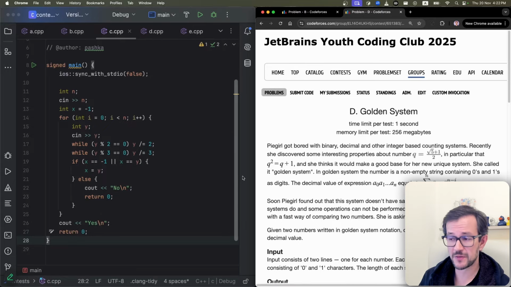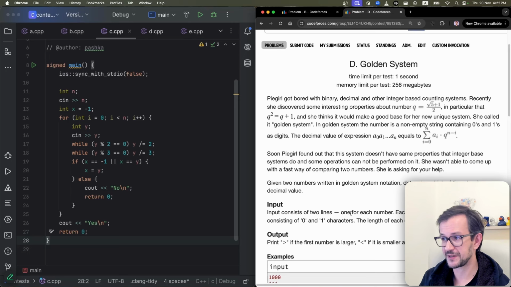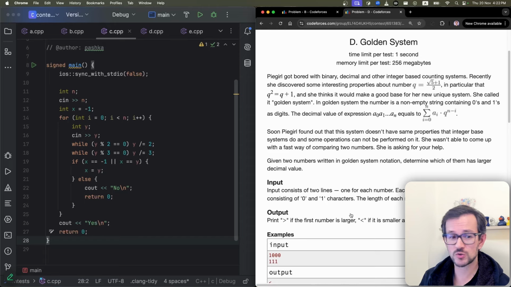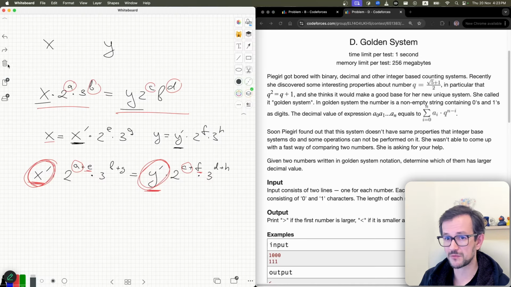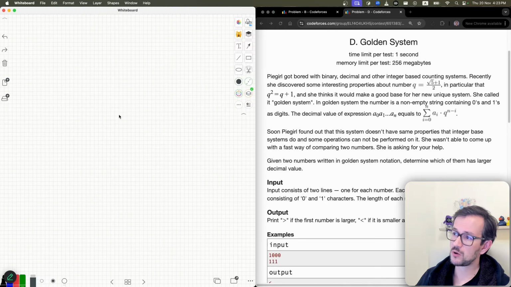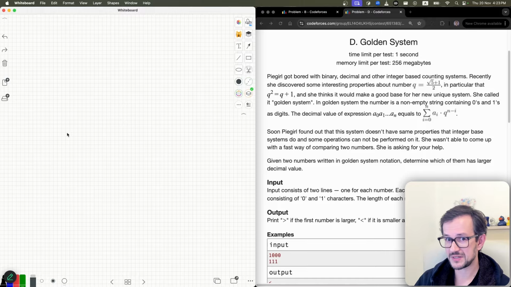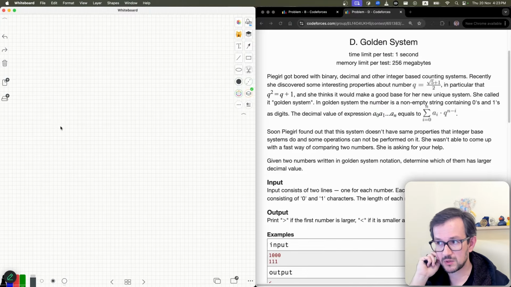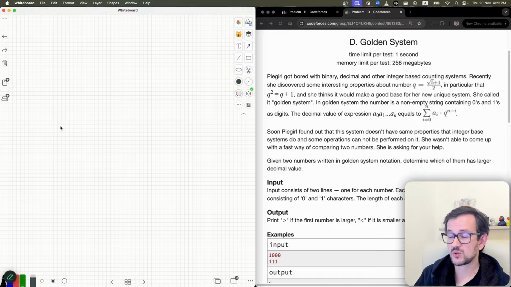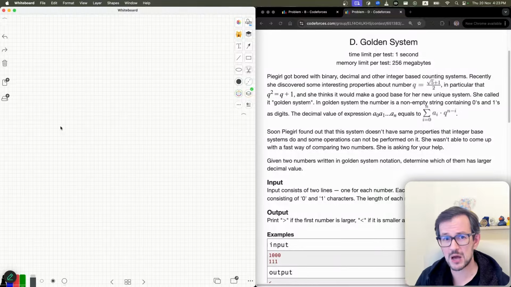D is another mathematical problem, which is actually harder than the previous one. It's also some mathematics about number theory, but slightly different. It's not about number theory, it's more about counting systems. So we have some strange counting system with a non-integer base. It's hard to explain. There are many ways you can come to the solution of this problem.